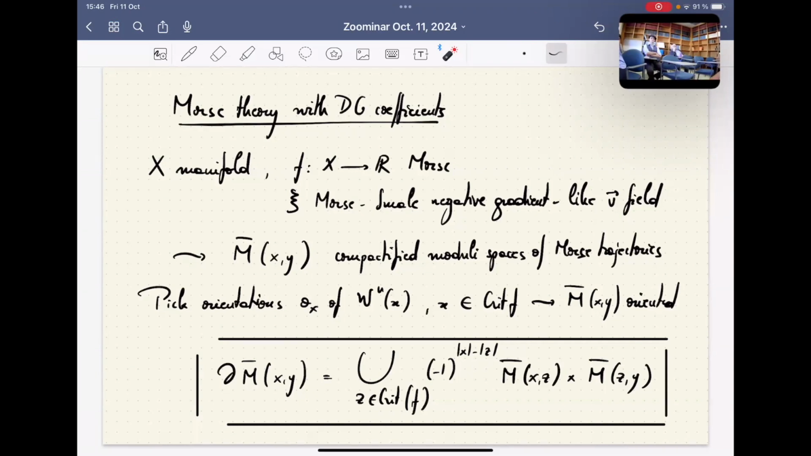the boundary is described as a union, which is not disjoint, of products of similar objects. The reason why there's only a twofold product is that inside M bar, there's an arbitrary number of breakings of Morse trajectories, so we cover everything. There's some overlap; triple products belong to intersections and so on. And the meaning of the sign here is that the product orientation differs from the boundary orientation by this sign. So that's the data that we start with.